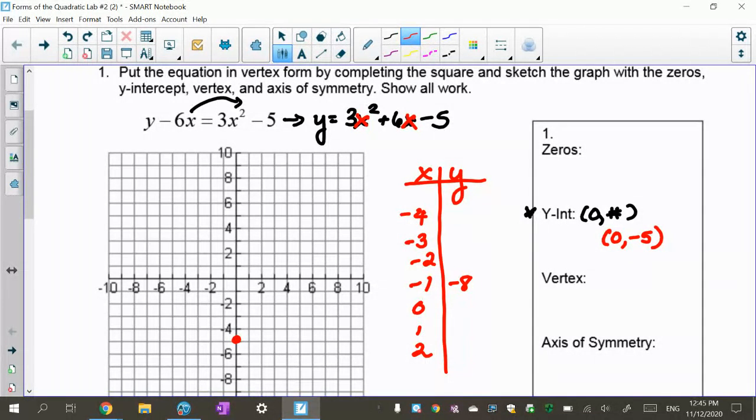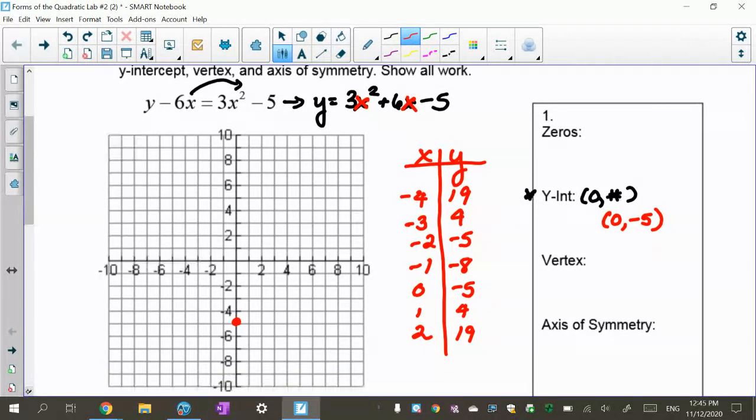Then I looked at my table. It was negative 5 here, they repeat, and then I had a 4 here and a 4 here, and when I plugged in the 2, it was 19 and 19. I'm not going to graph that last one, but I have plenty of points to graph now.